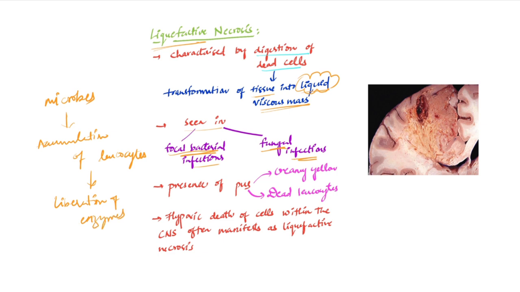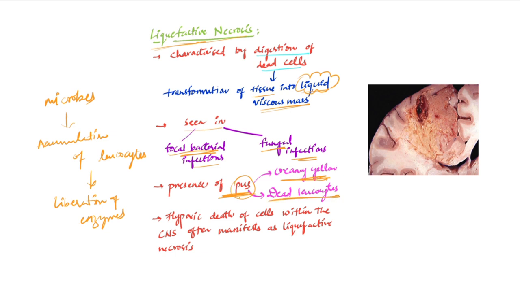Okay, so what is the characteristic feature of liquefactive necrosis? You can see the presence of pus. So how is the pus? The pus is creamy yellow in color, and what is it composed of? It is composed of dead leukocytes.